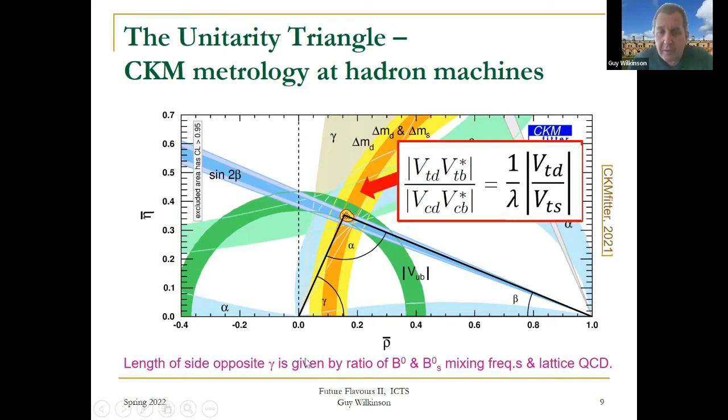The experimental constraint comes from this yellow and orange circle. This is essentially constrained by mixing measurements. And the tightest constraint comes from a combination of the BD and BS mixing measurements. But as we'll see, it's not just the measurements, but it's also the input from lattice QCD, which turns out to be important here.